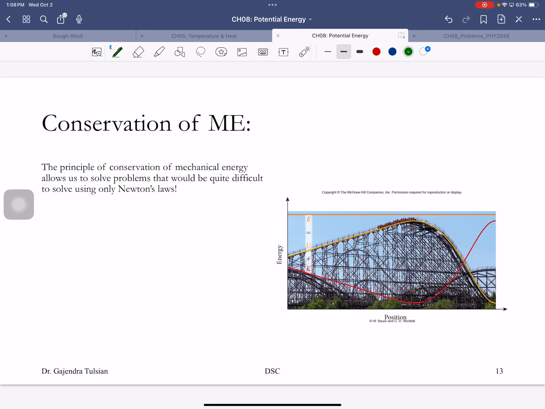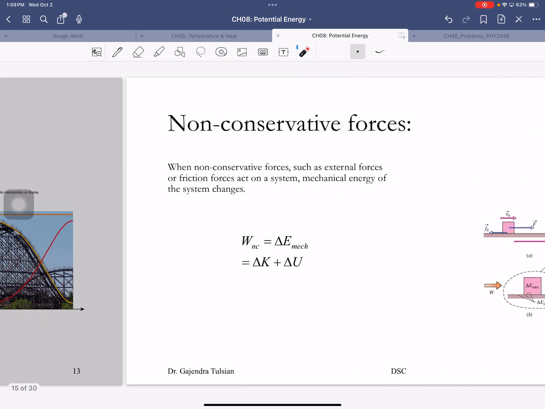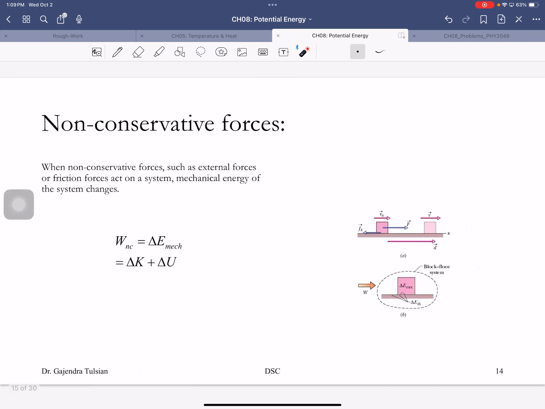Okay, so here the sum of potential plus kinetic energy is constant. When you see that, what does that mean? There's no friction in the system. So non-conservative forces are absent.